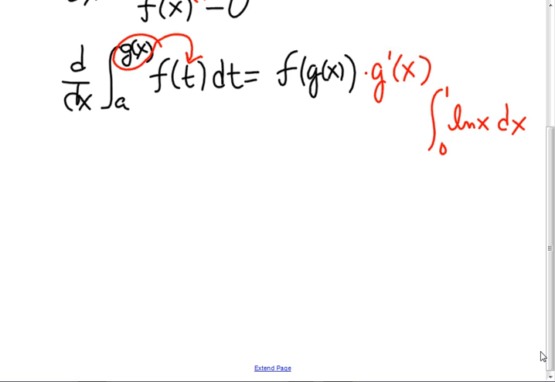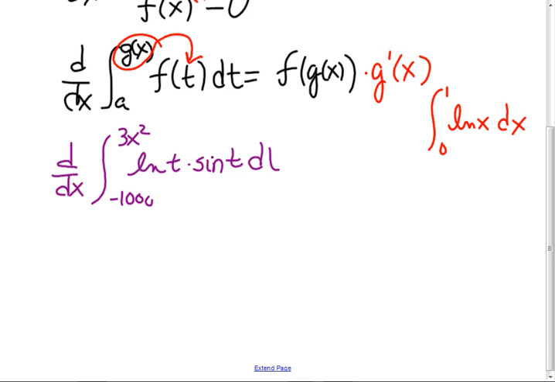Let's do one little one here as an example. What's the one she's got on here? d dx of the integral from negative 1,000 to 3x squared. Now, you can't even integrate this. I can't find a u substitution that's going to do anything for me there. But I don't care. It's the derivative of the antiderivative. What is the answer here, then? These undo. It's ln of 3x squared times the sine of 3x squared, right?